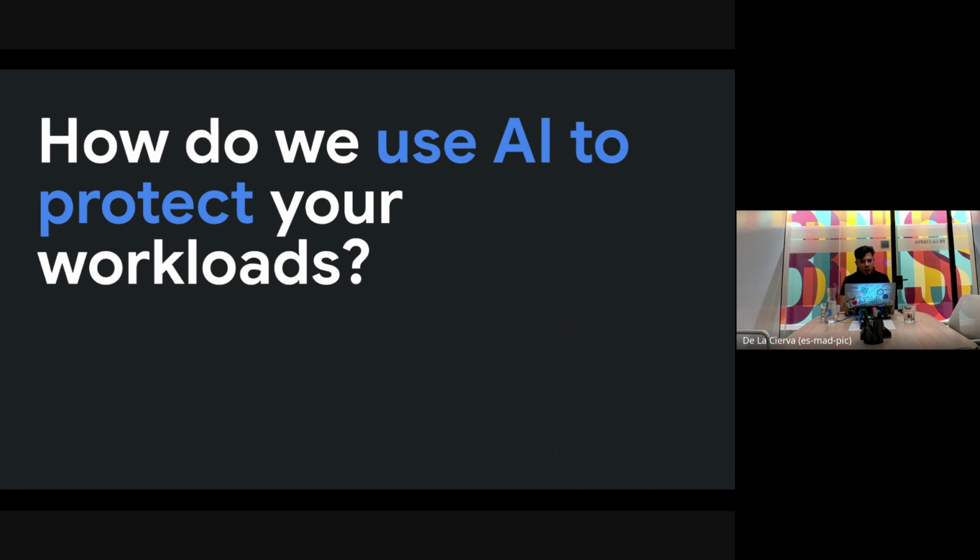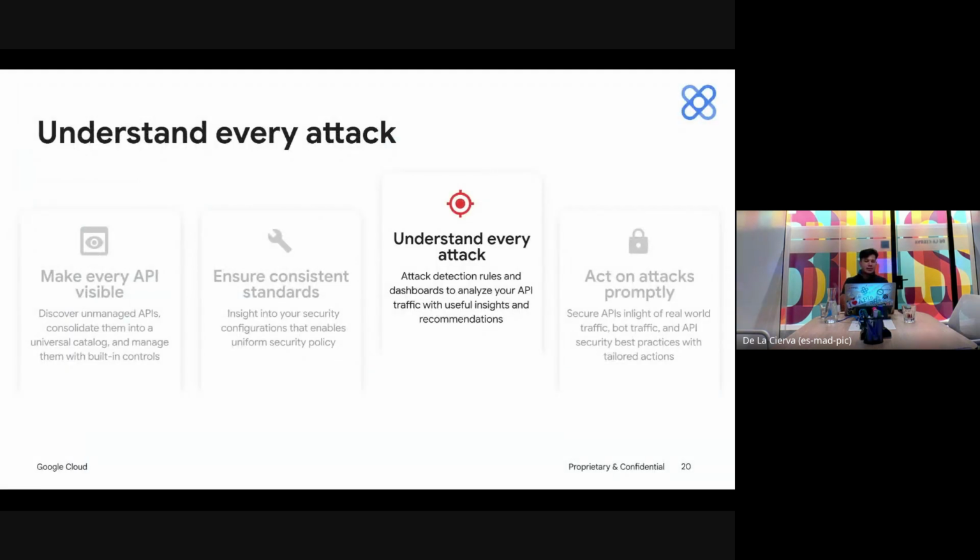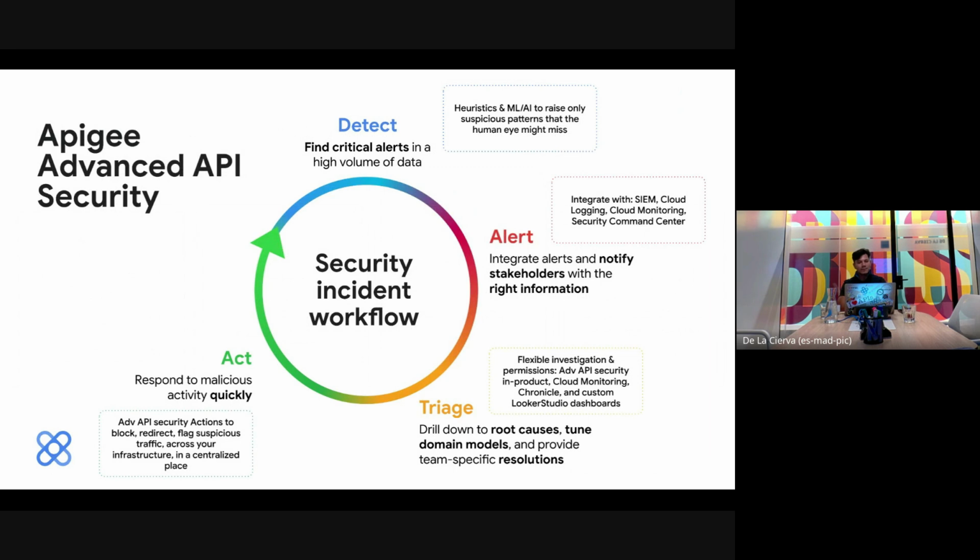Okay. Perfect. The second component that we want to show is how we can use AI to protect your endpoints, your workloads, or your backends. In this component, what we want to achieve is to understand every attack that we are having, or understand the traffic that we are having in my instance of Apigee. How do we do this? We do it in the four components that we are seeing on the screen. The first thing we are doing is detecting what is happening. And here is where we use the AI models, or the AI components and the heuristics, to understand what is happening with the traffic, with the requests that are going to my backends.